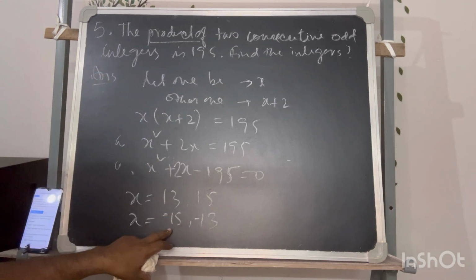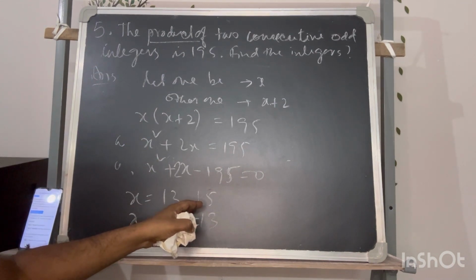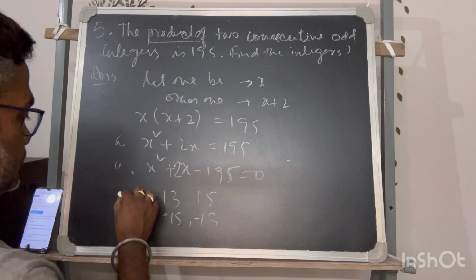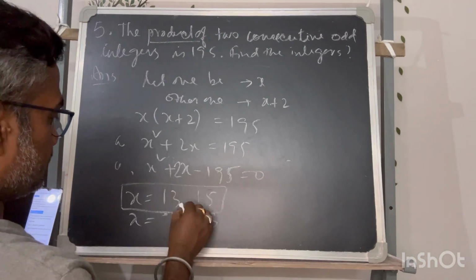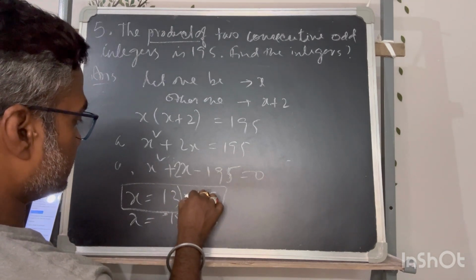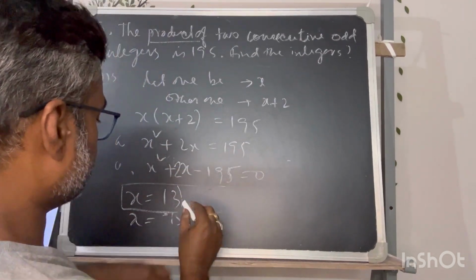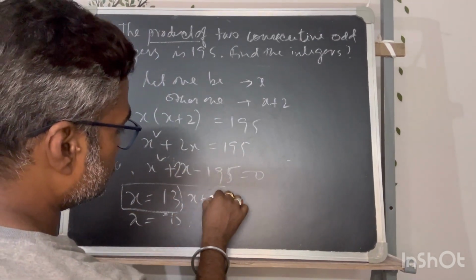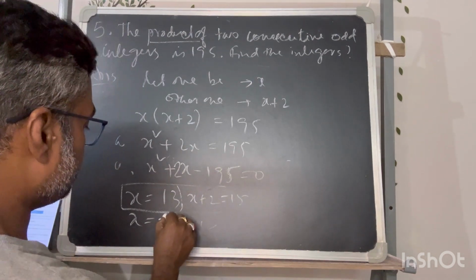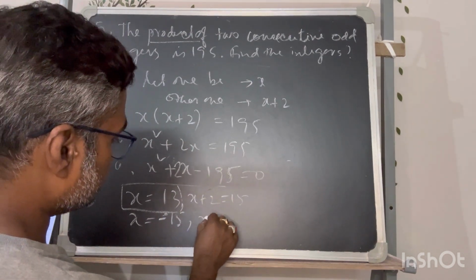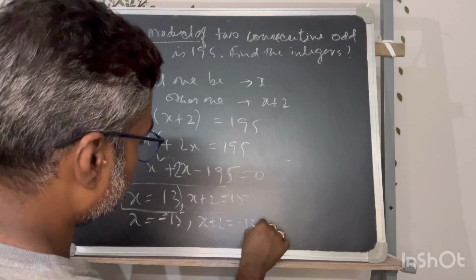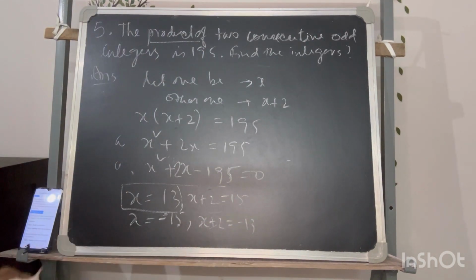Okay, so these are odd integers, negative integers or positive integers. So both are correct. This could be the one pair. So let me write down. If x is equal to 13 and x plus 2 is equal to 15. If x is equal to minus 15, the other result, x plus 2, is equal to minus 13. Okay, so this is your answer.